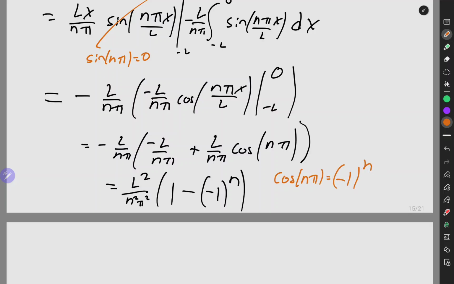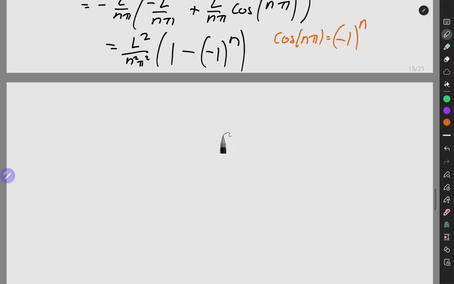Remember, the cosine of n pi is negative 1 to the n. That is an n, not an h. Oh boy, okay. Now remember, you could leave it here, or you can simplify this further using our even and odd cases. Let me just check to make sure what I have so far is correct.